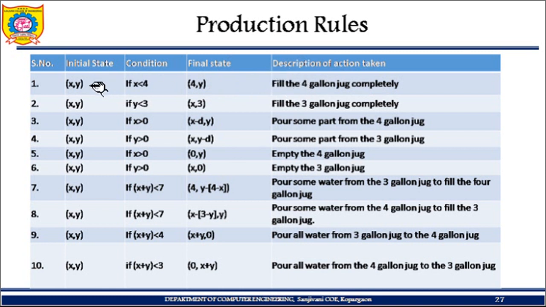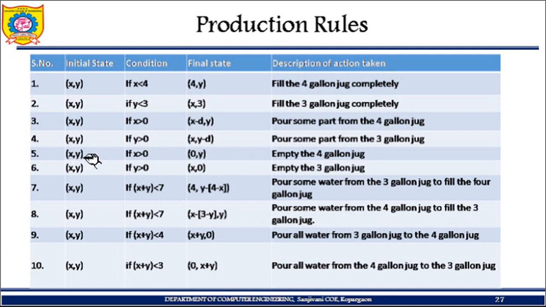If I have (x, y), my answer can be (4, y). If I have (x, y), my answer can be (x, 3). Why (x, 3)? I can fill the second jug with 3 liters of water. If I again have (x, y), some water I can take out of the 4 gallon jug, so it is x minus d, where d can be 1, 2, 3 or 4. Then some water I am taking out of my second jug, so I am doing y minus d.